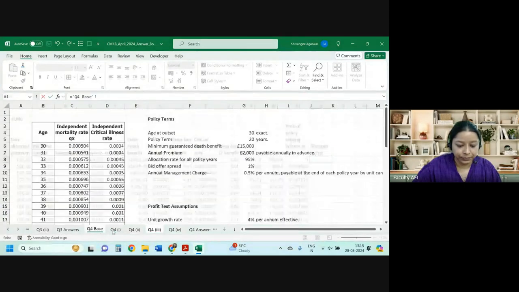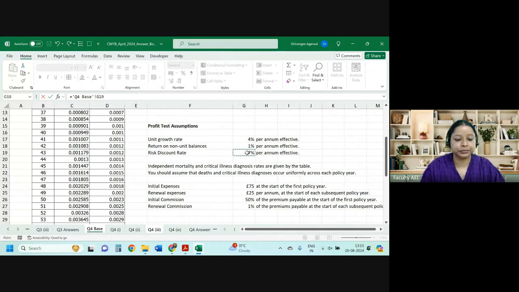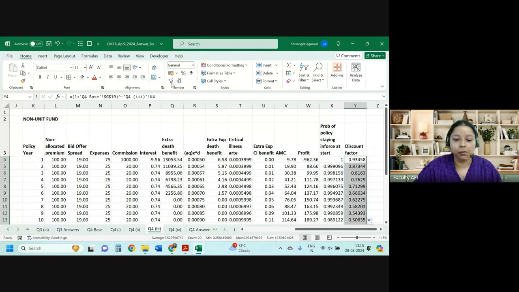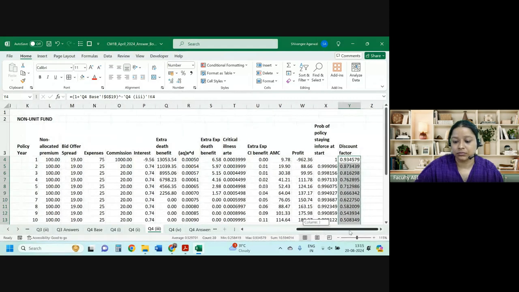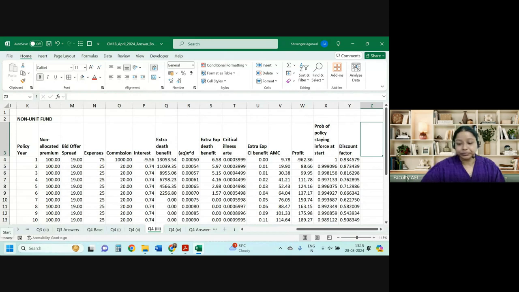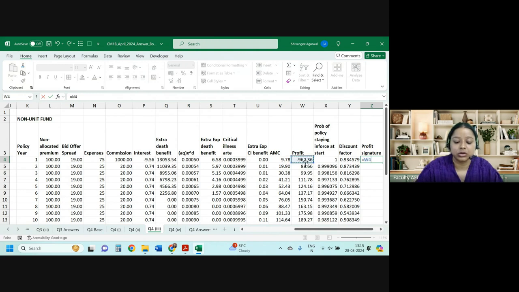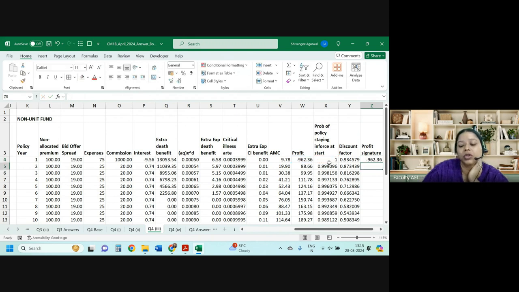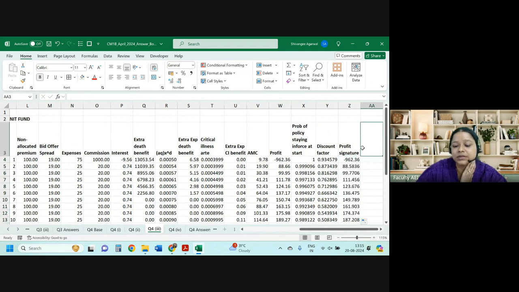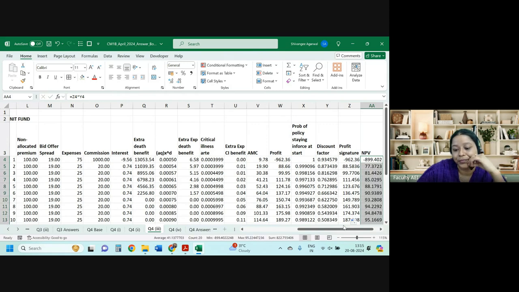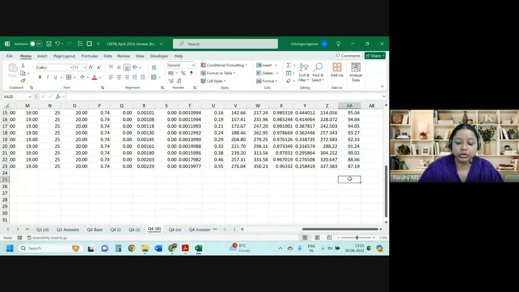Discounting factor is taking 7%, 1 plus 2 to the power minus this thing. Profit signature is just multiplying profit with probability. I should have calculated that first and then the discounting factor, but it's fine. Then you have NPV, which is your profit signature into discounting factor. Once you have this, you need the total of this.